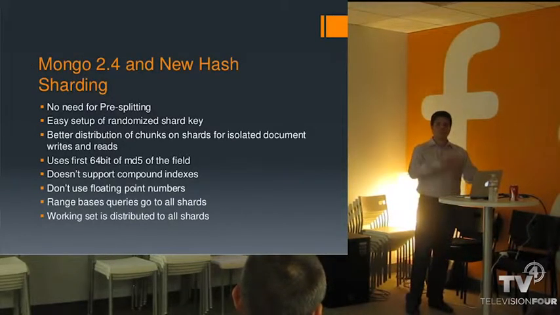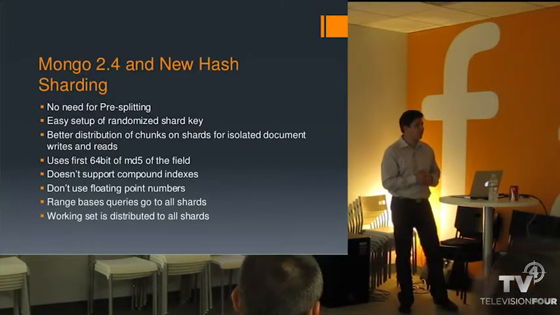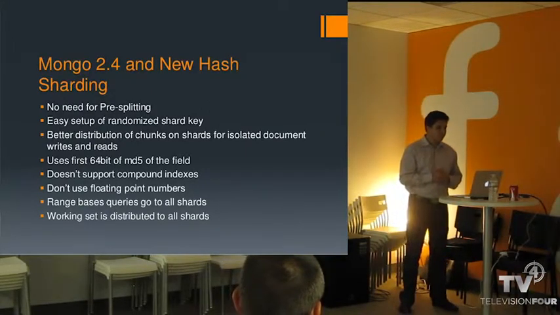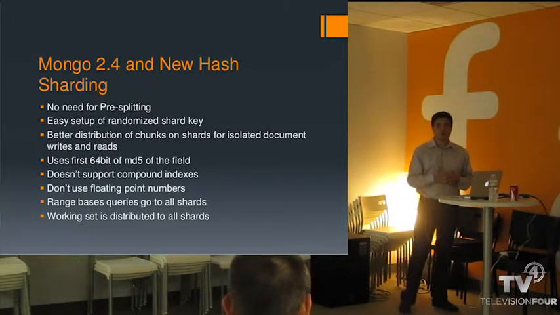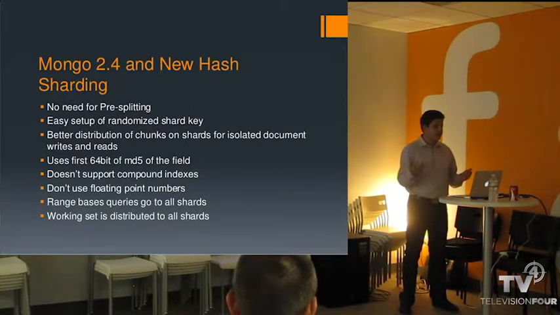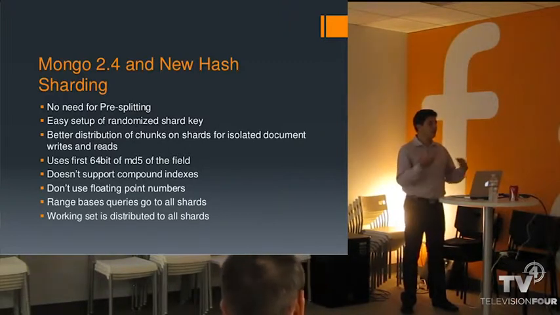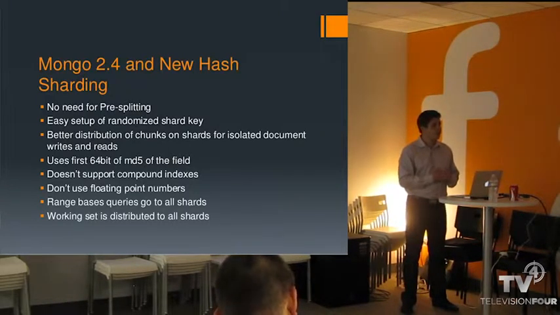So Mongo has kind of solved this for us a little bit with 2.4. They have hash-based sharding, and there's no longer a need for pre-splitting with hash-based sharding. It's easier to set up. You don't need to write the code that we will show you at the demo for sharding.